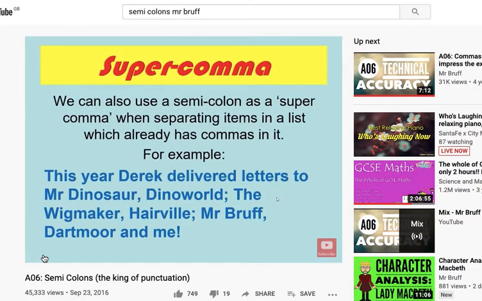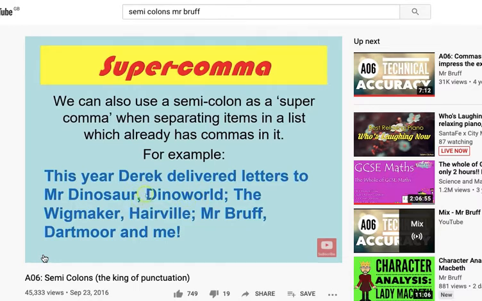The other thing we can do with a semicolon is we can use it as a super comma. When you're writing a list, we divide items in a list with a comma. But if the items in the list are complete sentences, or if the items in the list already contain commas, it gets very confusing. So we divide those items in a list with a semicolon. This year, Derek delivered letters to Mr. Dinosaur, Dino World; the Wigmaker, Hairville; Mr. Bruff, Dartmoor; and me. Okay, so can you see what's happening here?